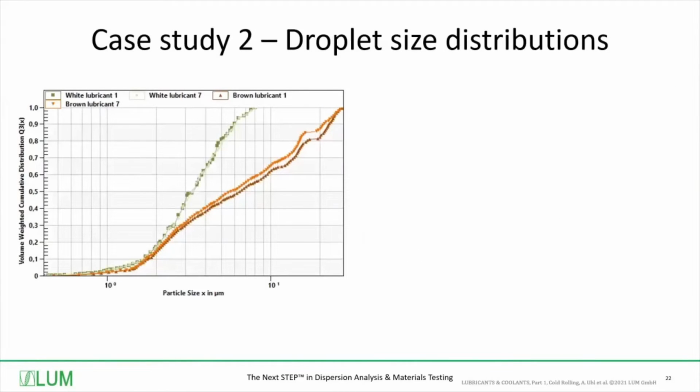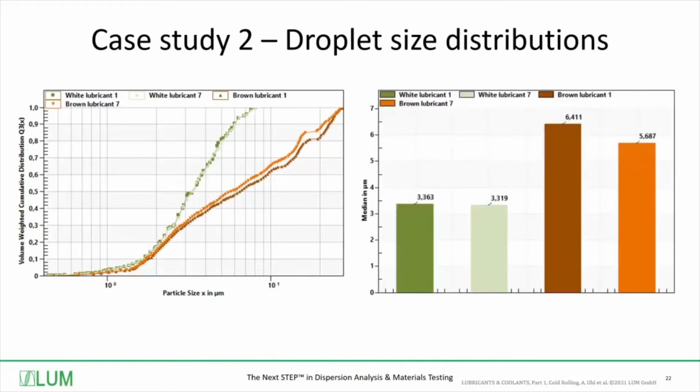Here we can see the results, the volume-weighted cumulative distribution curves. For the white lubricant, it's a perfect match of the duplicate. For the brown lubricant, we record a few deviations between the two curves. Looking at the median value, we determine 3.3 something micrometers for the white lubricant, and the median value for the brown lubricant is between 6.4 and 5.6 micrometers.